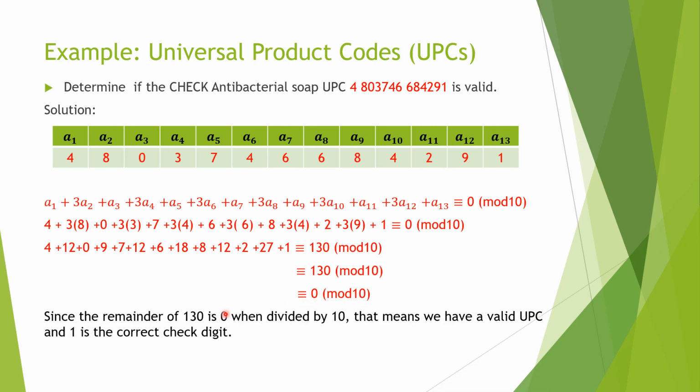Since the remainder of 130 is 0 when divided by 10, that means we have a valid UPC and 1 is the correct check digit. Since we arrive at 0 modulo 10, the Czech antibacterial soap UPC is valid. So that is all about check digits.